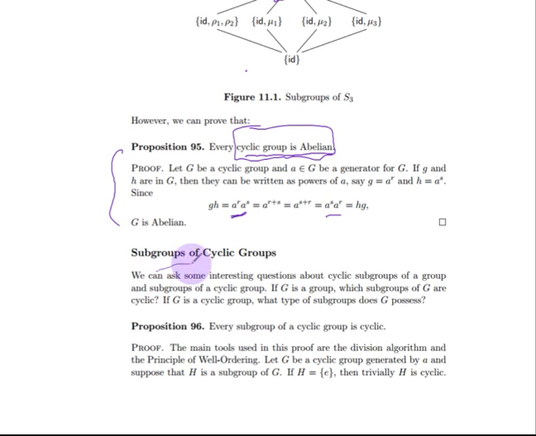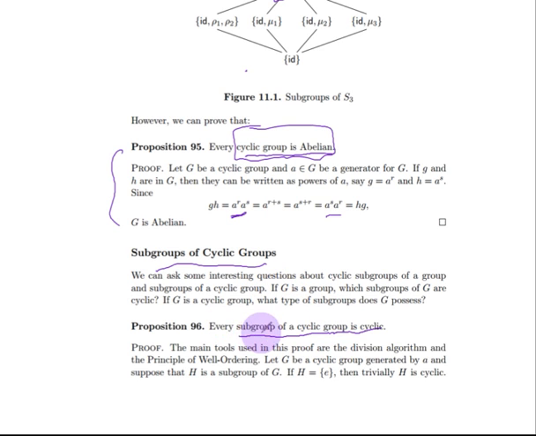Okay, let's look at subgroups of cyclic groups. So what possible subgroups are there of a cyclic group? Turns out that every subgroup of a cyclic group is itself cyclic. Really? Cool fact. Okay.